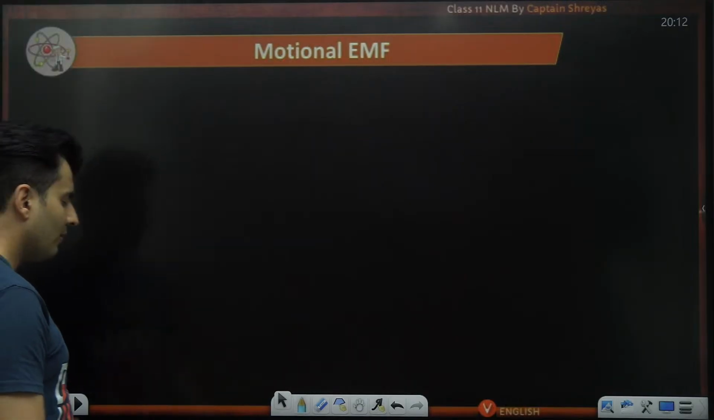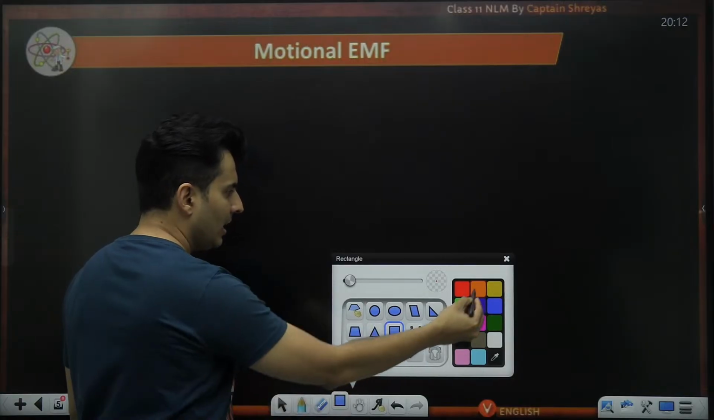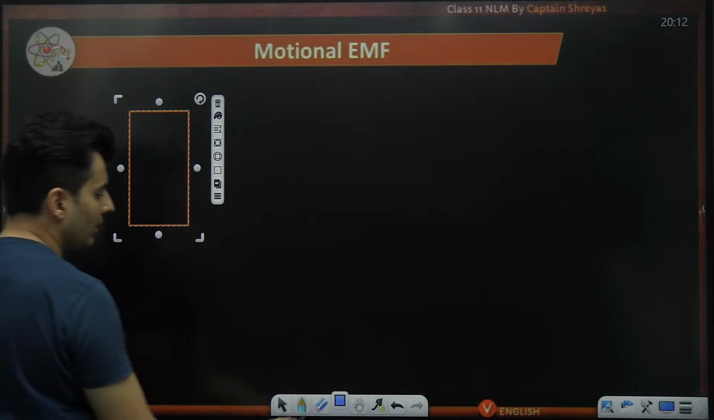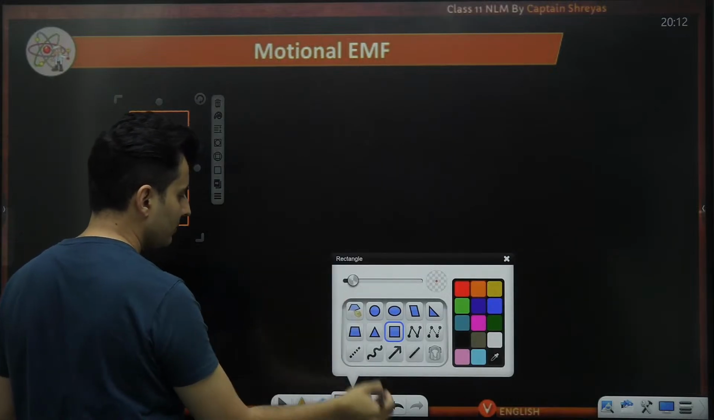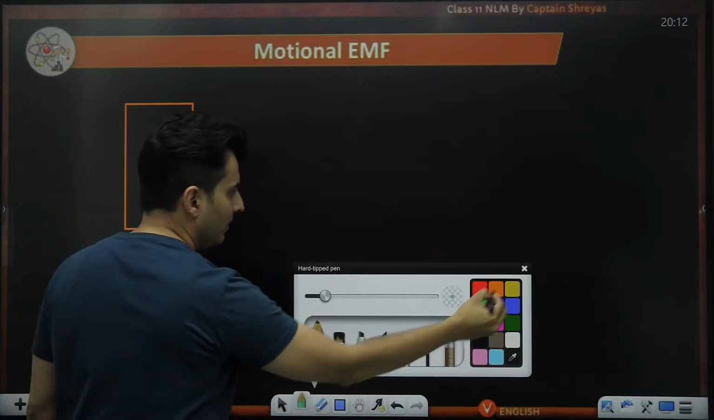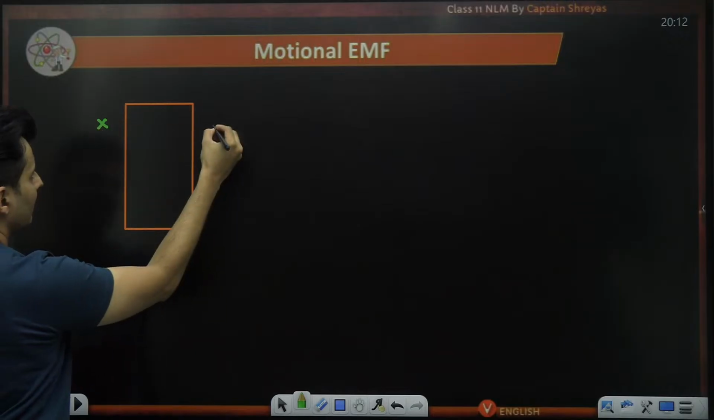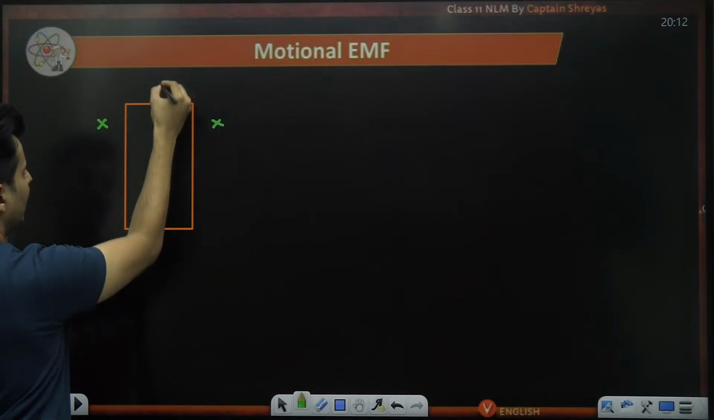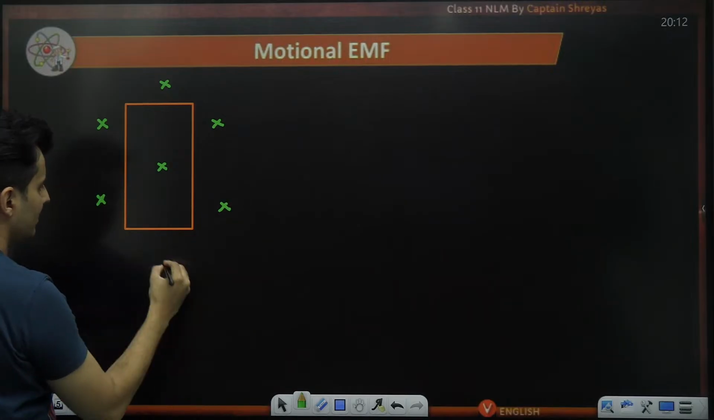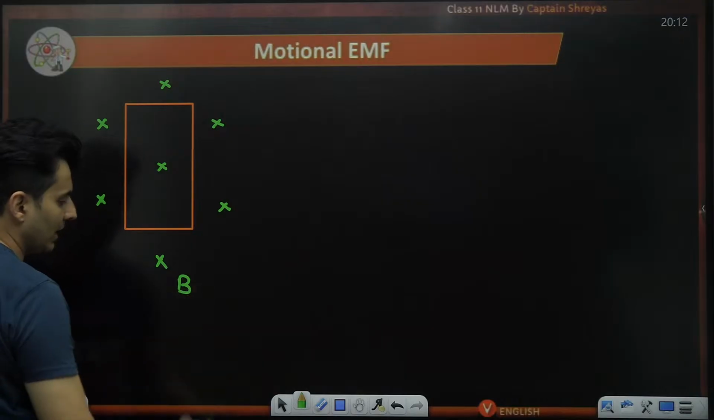It's very logical, and let's understand it properly. Imagine I take a conductor over here. Okay, this is my conductor. And now let's say there is a magnetic field which is directed inside the plane of our board. So I will call this magnetic field B.